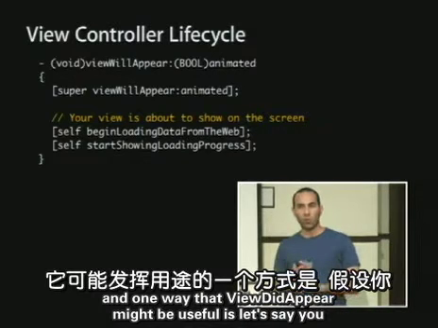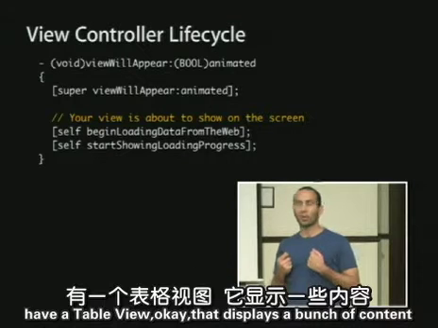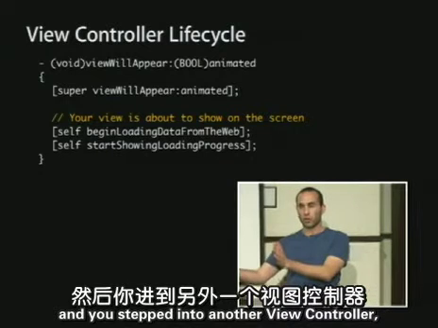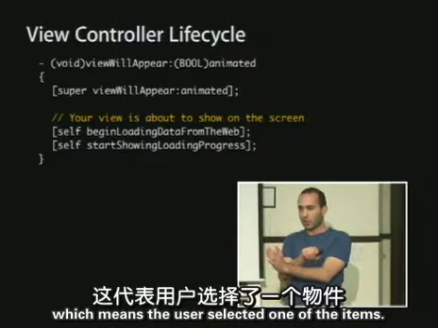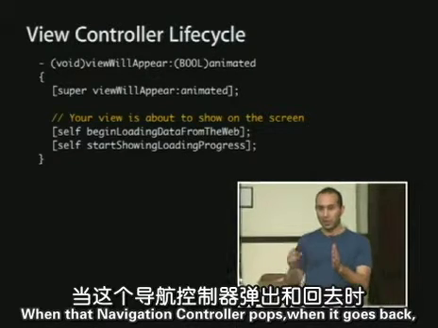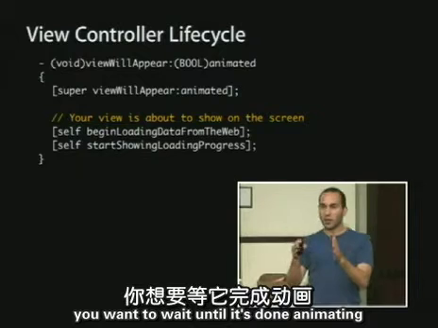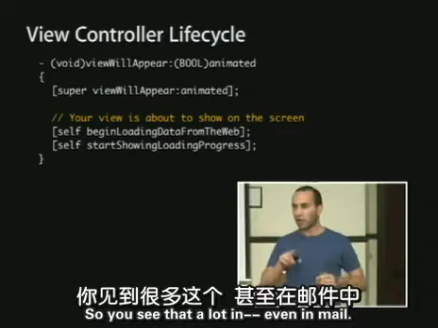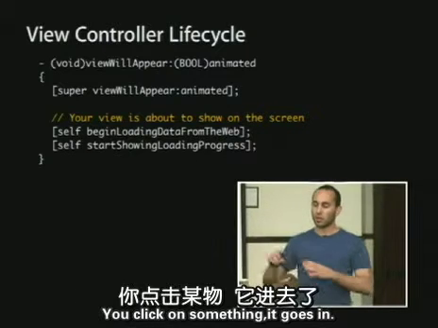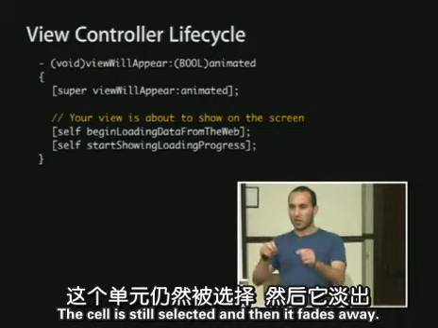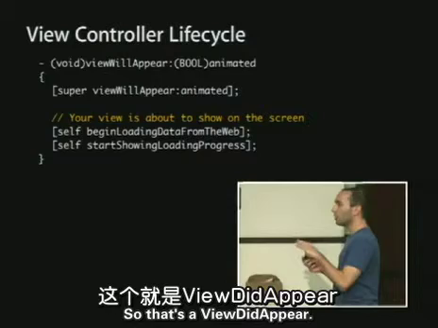One way that viewDidAppear might be useful is, let's say you have a table view that displays a bunch of content, and you stepped into another view controller, which means the user selected one of the items. When that navigation controller pops, when it goes back, you want to wait until it's done animating and then animate the deselection of the cell. You see that a lot even in Mail. You click on something, it goes in. When the user hits the back button, it comes out, the cell is still selected, and then it fades away. So that's viewDidAppear.